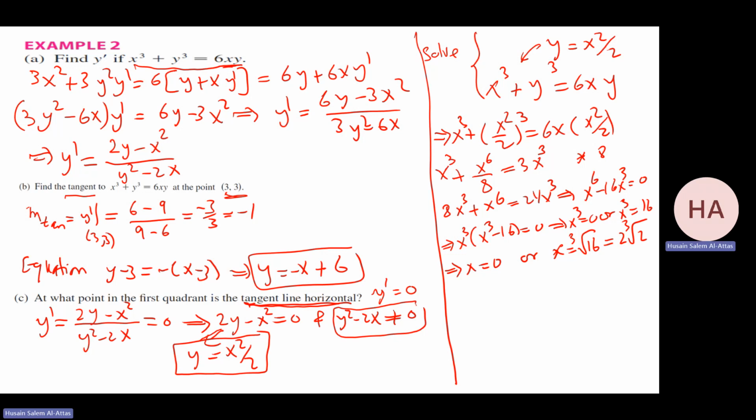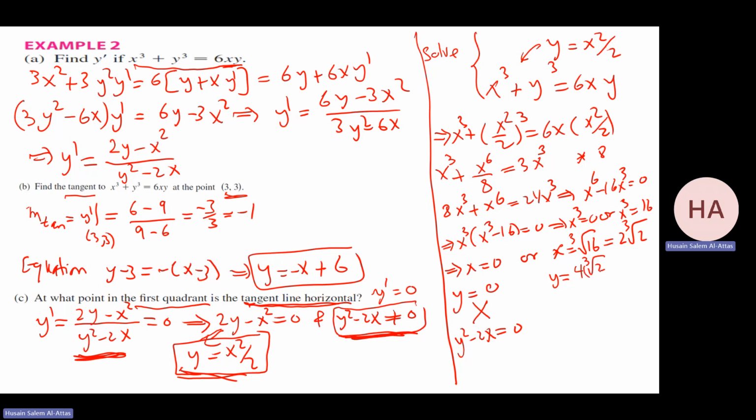Okay. Now I can use this to find the point. Y will be what? If x equals 0, y equals 0. And this is rejected for 2 reasons. One reason, we want the first quadrant. This is not in the first quadrant. This is on the border. And also, y square minus 2x equal y does not work, so I have a problem with that. I cannot find the slope. So this is rejected.